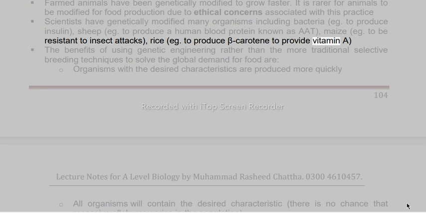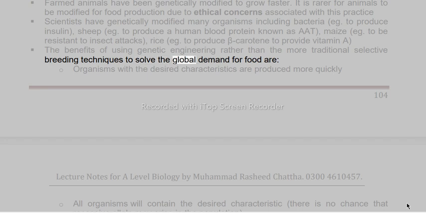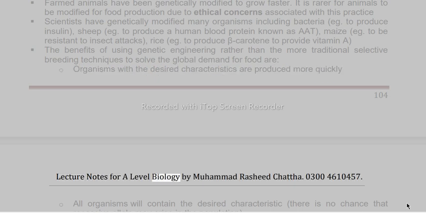to provide vitamin A. The benefits of using genetic engineering rather than the more traditional selective breeding techniques to solve the global demand for food are, organisms with the desired characteristics are produced more quickly.